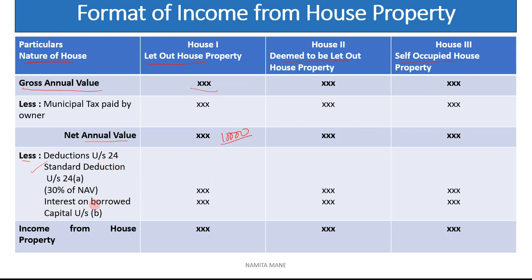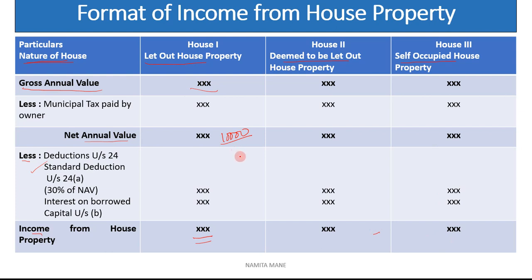Next point is interest on borrowed capital or borrowed loan, that is under section 24B. So suppose the owner has taken a loan on the house or for renovation purpose the loan has been taken. Whatever loan the owner has taken, the interest on that loan will be deducted under section 24 subsection B. And after you deduct all the values, the final answer you will get is income from house property for let out, for deemed to be let out, and self-occupied house property. So this is the major format of income from house property.